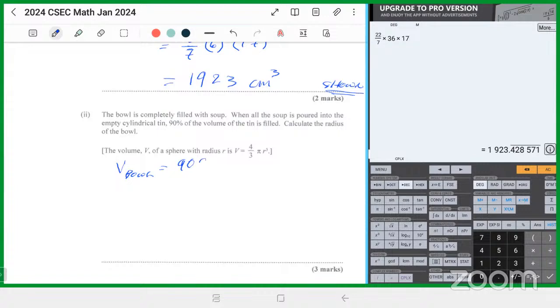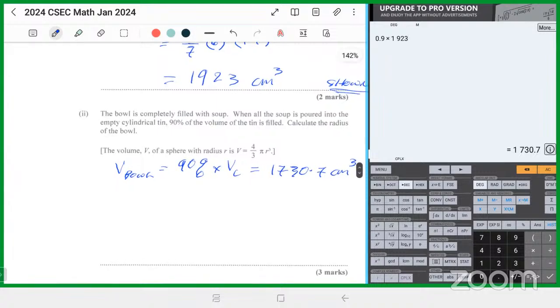And we can actually work that out. 90% of the volume of the cylinder. The volume of the cylinder is this one. We're going to work that figure right now. So 90% is 0.9 times that 1923, and we're getting 1730.7 cm cubed. That's the volume of the bowl.